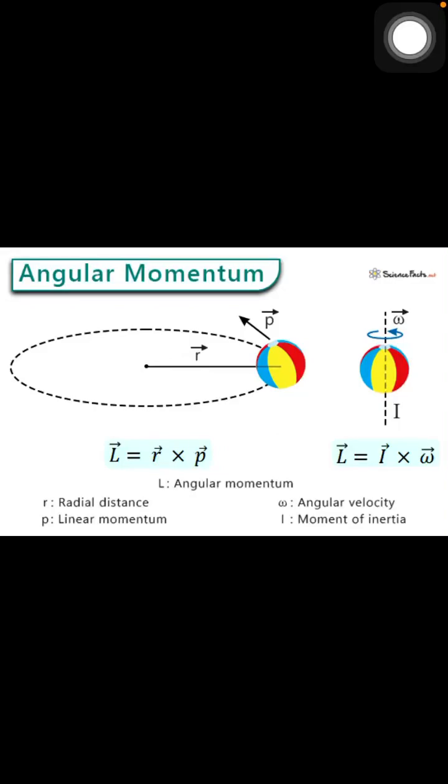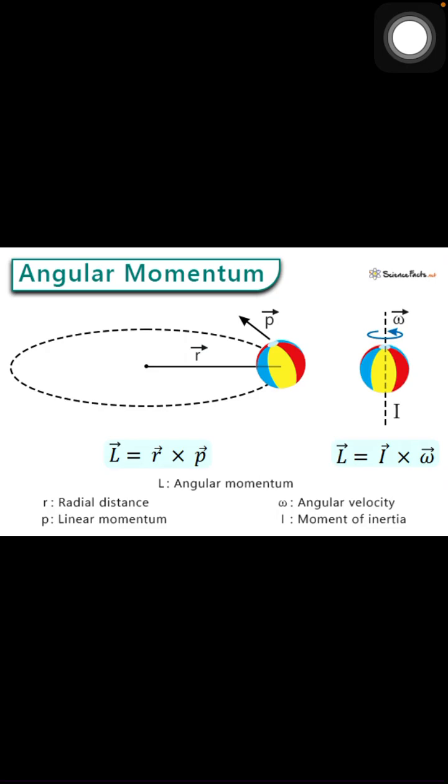This is an example of angular momentum. In figure first, L is equal to R cross P. These are all vector quantities, so the vector is denoted here by an arrow. L denotes angular momentum, R denotes radial distance, P denotes linear momentum.